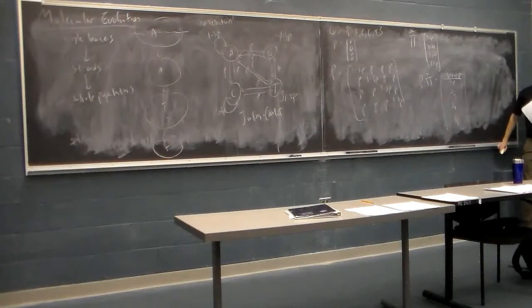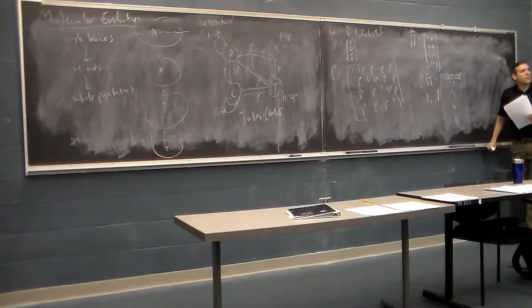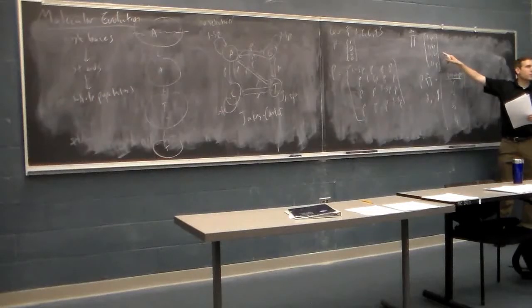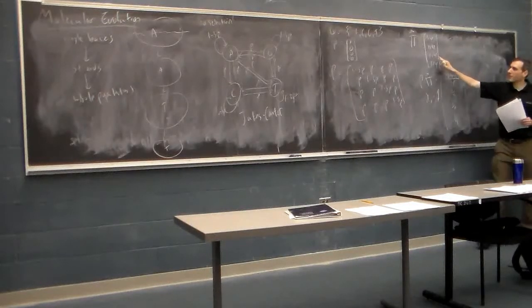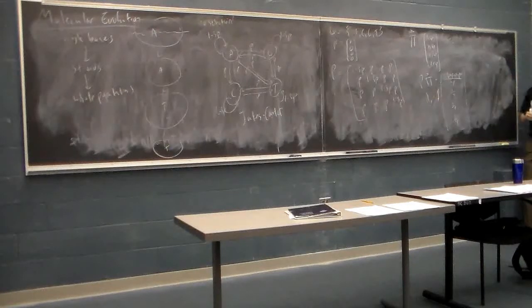So what's the eigenvalue? Yeah, so this lambda 1 is equal to 1. In a discrete Markov model, the stationary vector is always going to be an eigenvector with eigenvalue 1, and we can verify this is the only eigenvector that has eigenvalue 1 for this particular matrix.